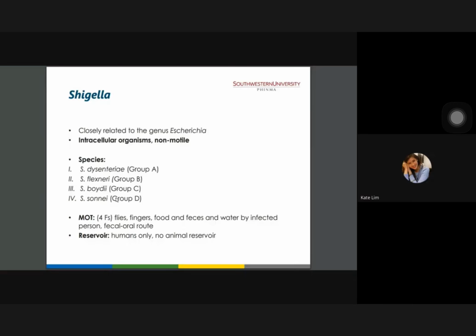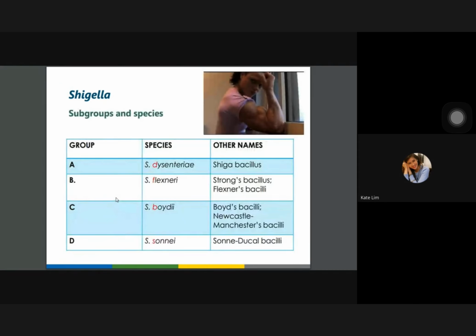Just like Salmonella, Shigella has a human-only reservoir, meaning this bacteria is usually found solely in humans and does not have an animal reservoir. The main transmission of this bacteria is from person to person. Therefore, the infectious rate is usually high compared to other bacteria. So Salmonella and Shigella, again, human reservoir only. They do not have any animal reservoir.